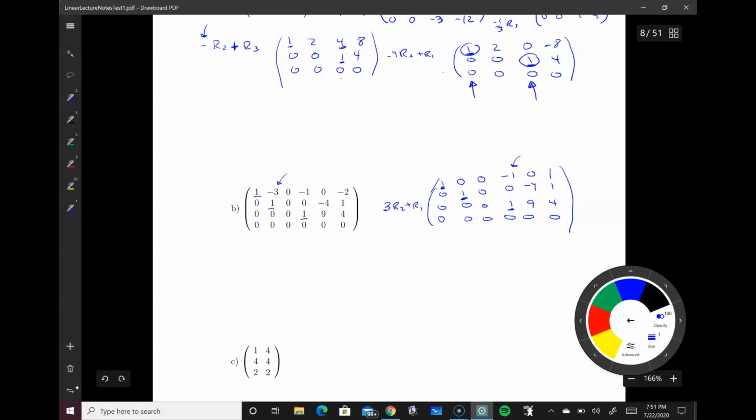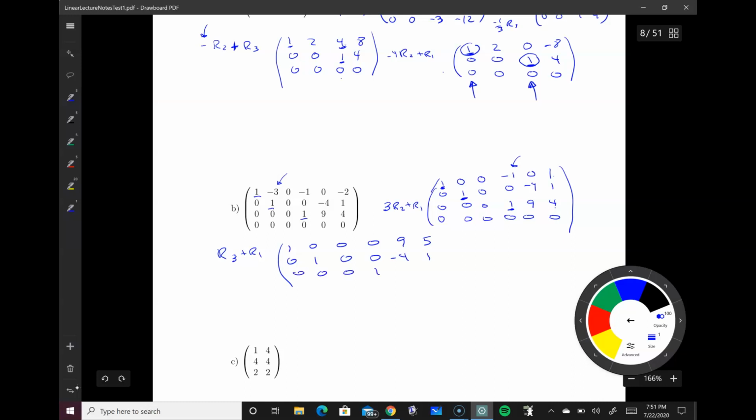I just need to get a 0 right here. So I'm going to add row 3 to row 1. So if I add row 3 to row 1, I'll get a 0 here. Add this to this, I'd get a 9 here. Add 4 to 1, and I get a 5. And all the other rows carry along.